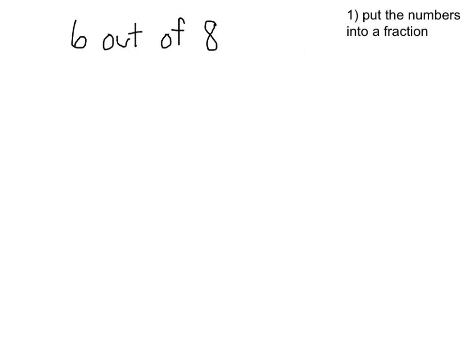So let's look at another example. Let's say on the next quiz you got 6 out of 8. And again, you wanted to calculate this and figure out what percentage correct you got on the test. So first thing you need to do is put your numbers into a fraction. So 6 out of 8 would just be 6 over 8.